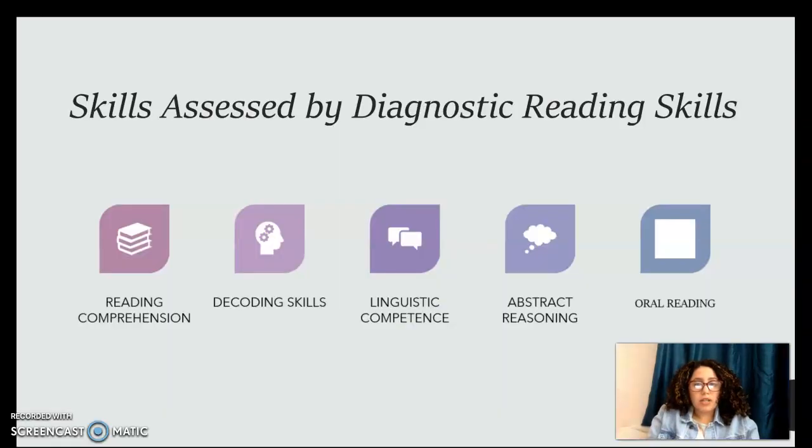Skills assessed by diagnostic reading tests: reading comprehension, decoding skills, linguistic competence, abstract reasoning, oral reading.